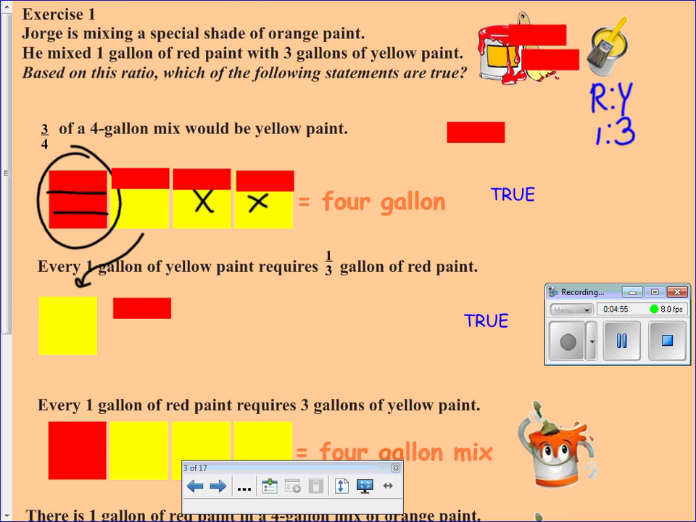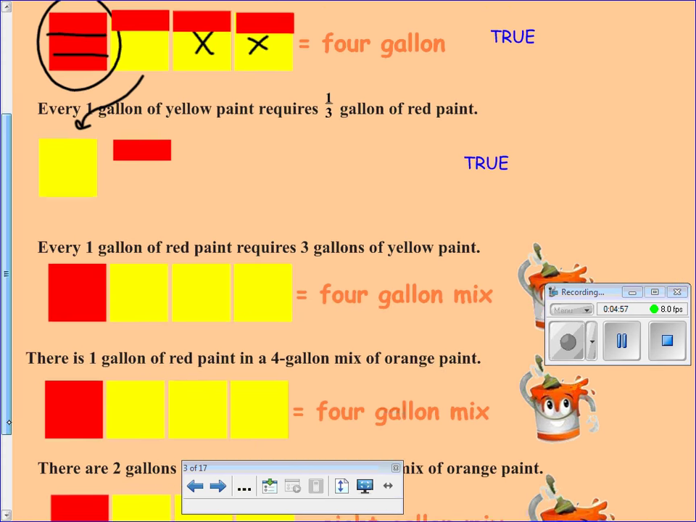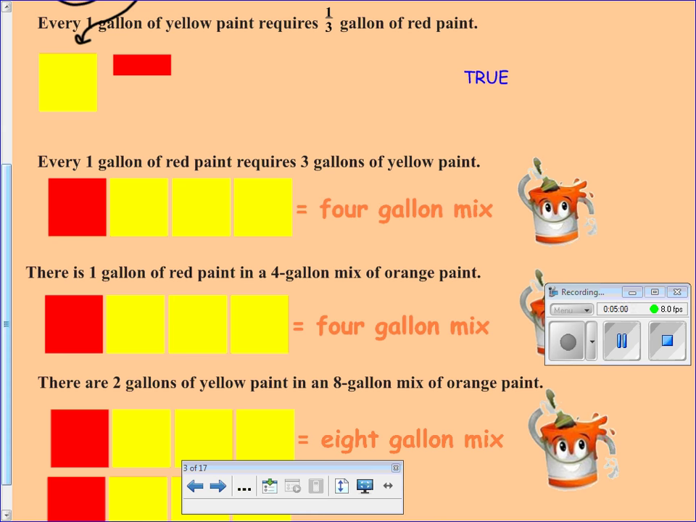All right, for the next one. For every 1 gallon of red paint, it requires 3 gallons of yellow paint. True or false? Look at your tape diagram. Use your paint chips in front of you if you have to. Ready, set, vote. Yes, that is true. You can see that in the picture there.